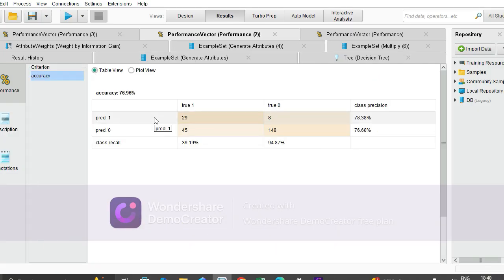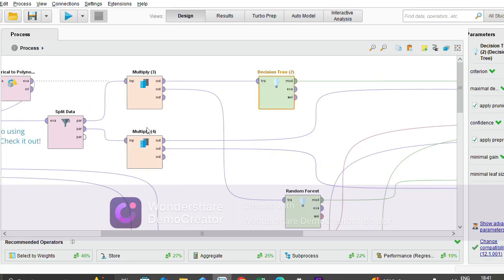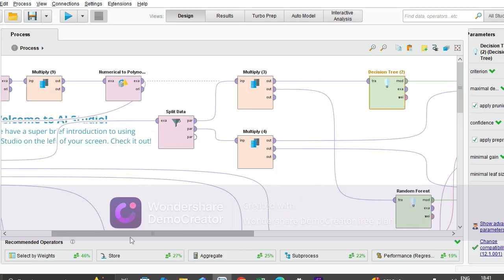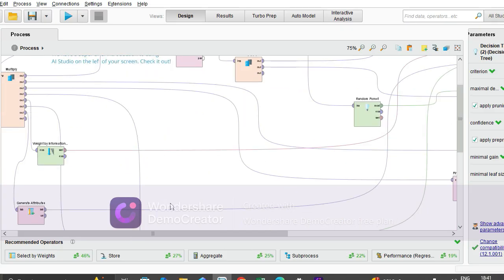When I apply the decision tree, I achieve an accuracy of 76.96%. It made predictions like prediction 1, where it is truly made 29 and not 8. But here the accuracy is low while the true prediction accuracy is high. This is because my dataset is imbalanced. That's why I use a strategy to balance the data, which I will show you.